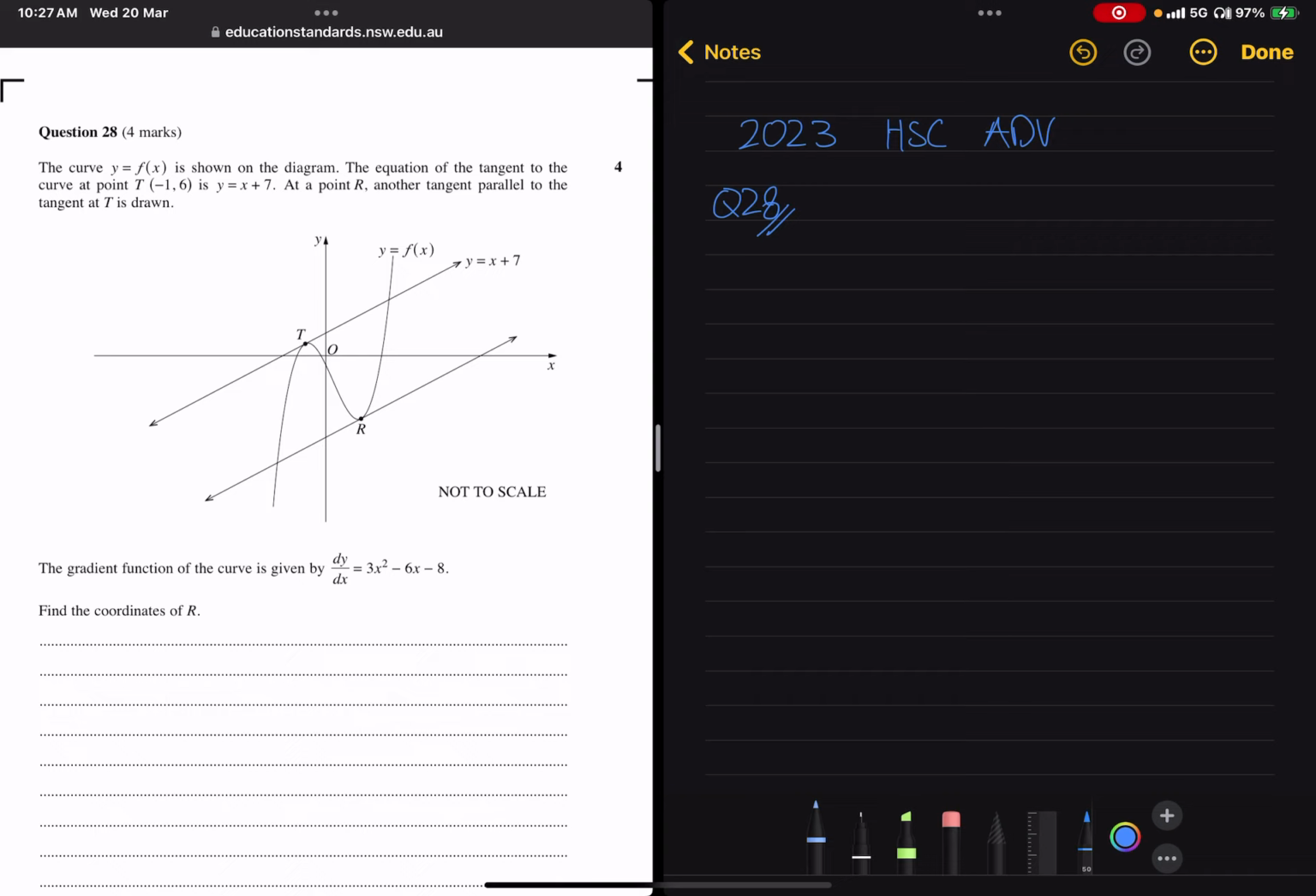At the point R, another tangent parallel to the tangent at T is drawn. The gradient function of the curve is given by that formula. Find the coordinates of R. Okay, so 4 marks, quite a big question.